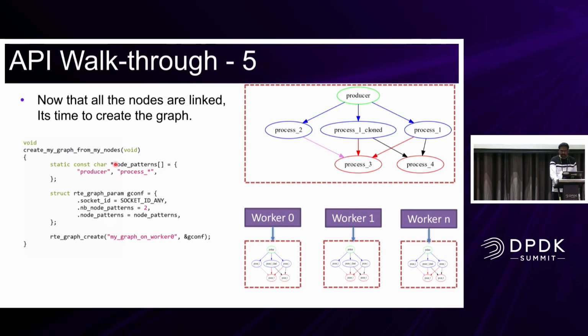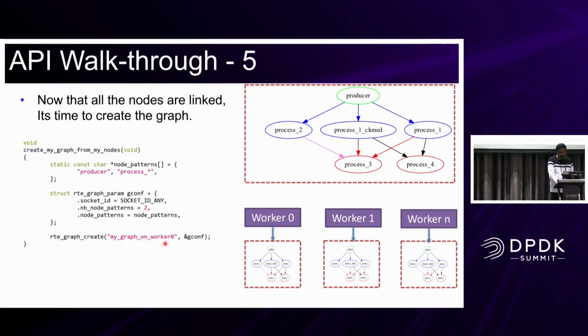Okay, now that we've figured out the means for connecting one node to another node and how to move the data between them, the nodes are connected and linked, right? Now it's time to create a graph. Graph creation is very simple. There is an API called graph create, and you need to tell it the graph name.